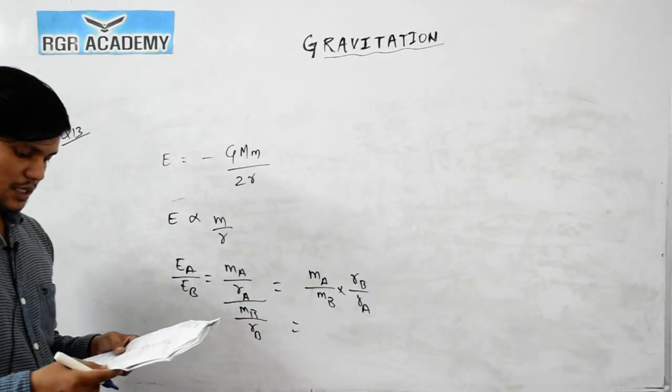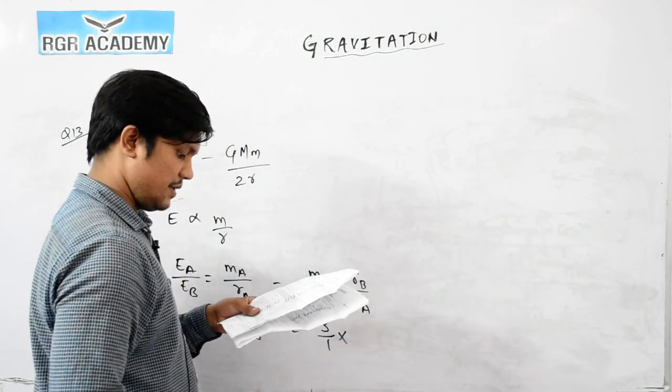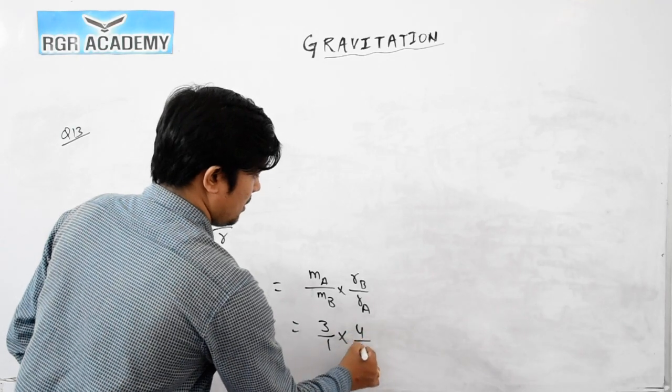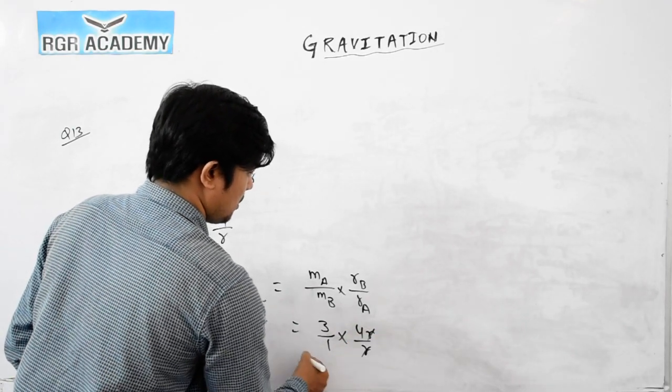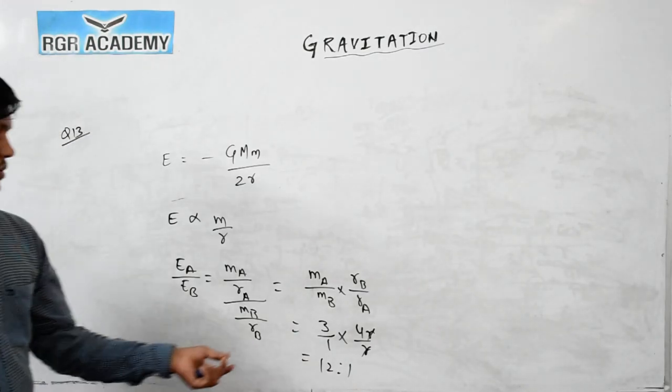The ratio of masses they have given is 3:1, into RB by RA, which is 4R by R, so it will cancel out. So it is 12:1. So for question number 13, the answer is 12:1.